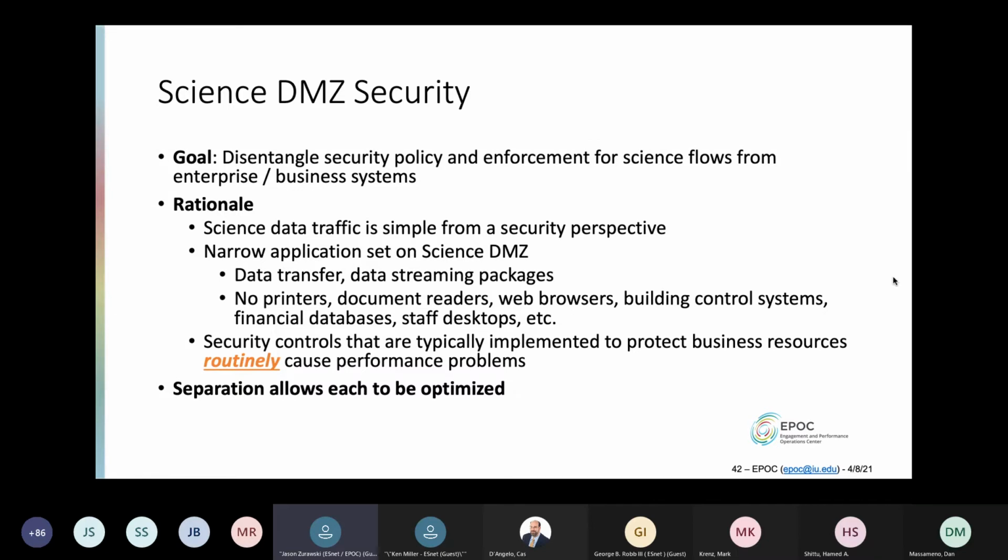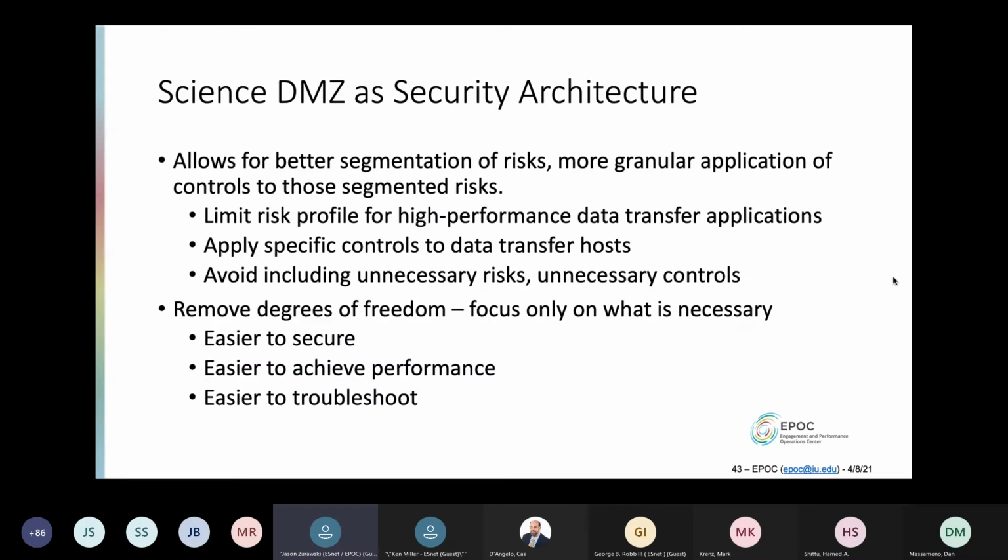You should not have printers, document readers, web browsers, HVAC, financial databases, and any of that stuff should not be within the Science DMZ confines. And the security controls that are implemented to protect the business resources are routinely the reason why we have performance problems. So we want that separation because we can allow each of those to be optimized. So this is a security architecture because it allows for that better segmentation of the risks and a more granular application of controls for those risks.